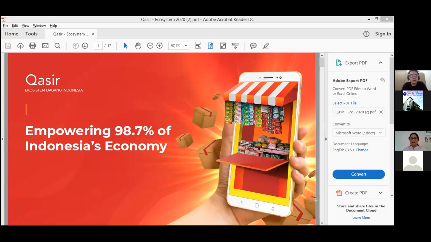I'm going to talk about how transaction recording in general is really important, even for the Indonesian economy and this country. Kasir is the ecosystem dagang Indonesia. In English, we are the ecosystem of entrepreneurs in Indonesia. We have a vision to empower 98% of the Indonesian economy. So we're going to talk about how transaction recording works and how this applies in general, not only for agriculture. We will see how transaction recording can help the Indonesian economy. So let's start. Okay, can we go to the next slide, please?